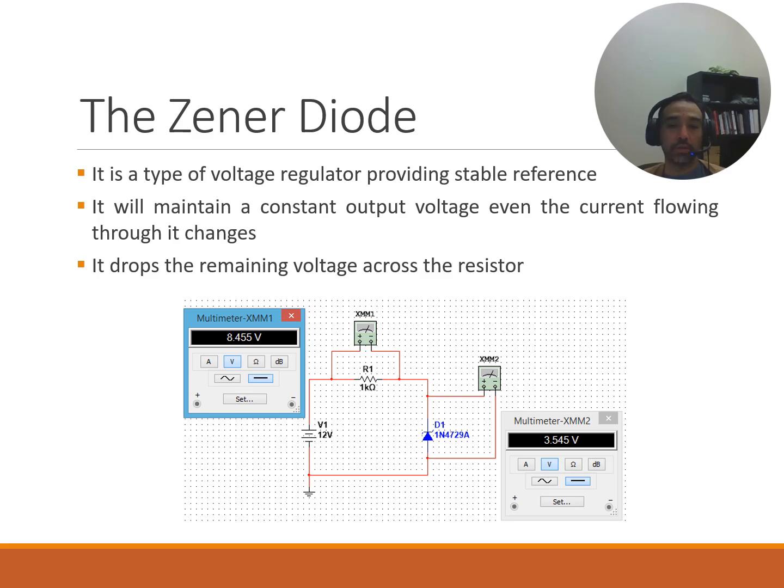Now this particular Zener diode, it says there in the multimeter 3.545. It's about a 3.6 volt Zener diode. We'll look at the spec sheets in a little while, but it's going to be close to 3.6, something like that. And so this is just a basic configuration of how you would actually put a Zener diode in a circuit, right? It maintains a constant output voltage even when the current flowing through it changes, and the remainder of the voltage gets dropped across the resistor.